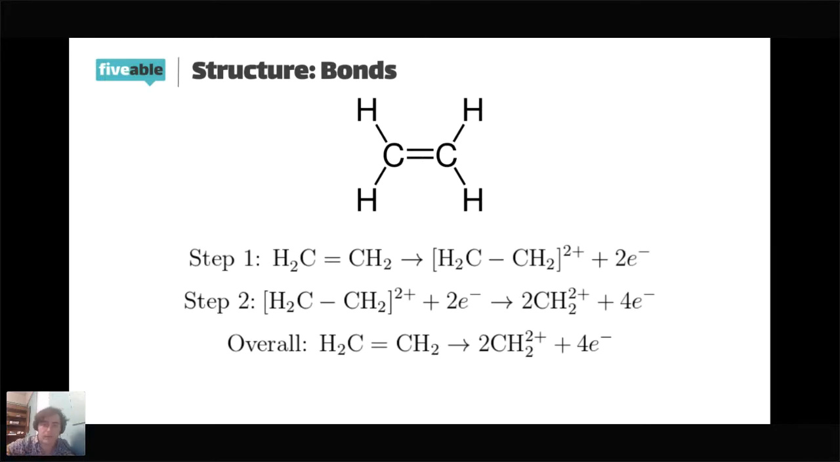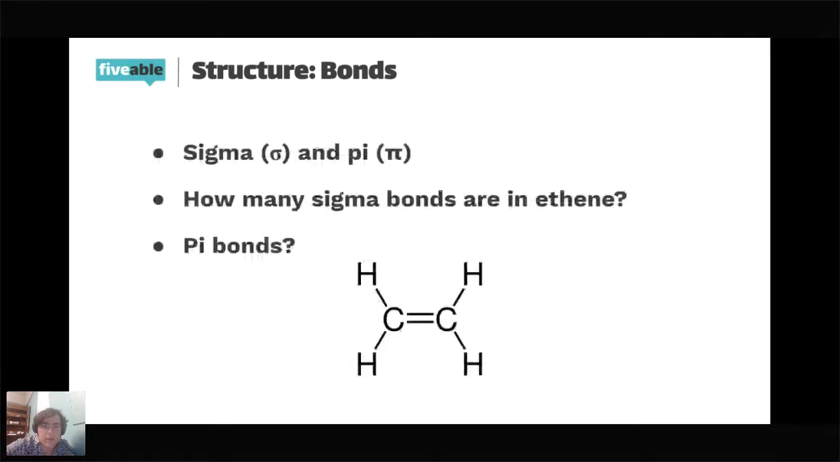Okay, awesome. So we just talked about sigma and pi bonds. So how many sigma bonds are in ethene, which is this molecule I have right here?